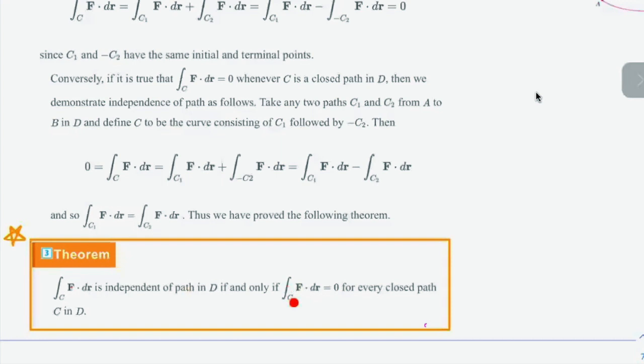This closed path C has to be inside the domain of the function f. So if you integrate the function over any closed path C that's inside the domain of the function, and you get that equal to 0, then we'll say that the line integral of this big F function is independent of path inside the domain.